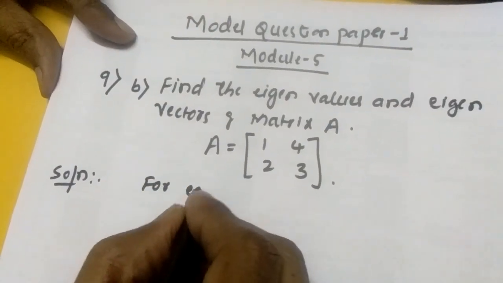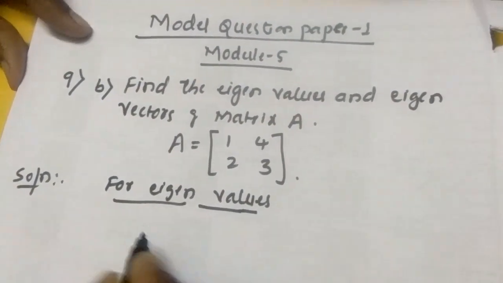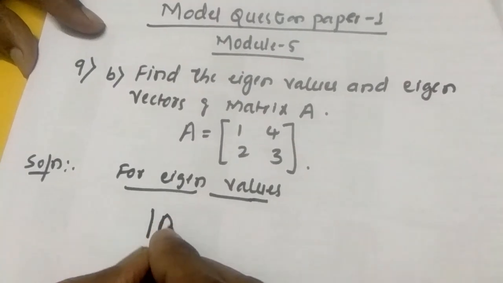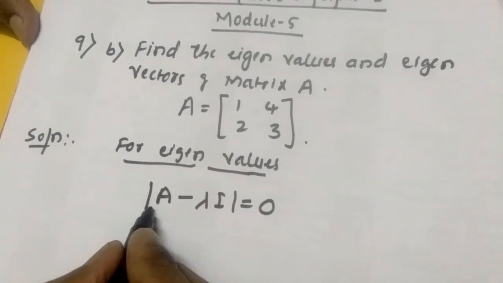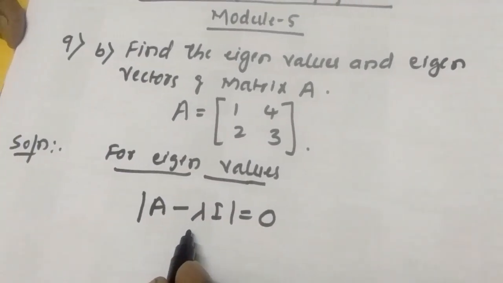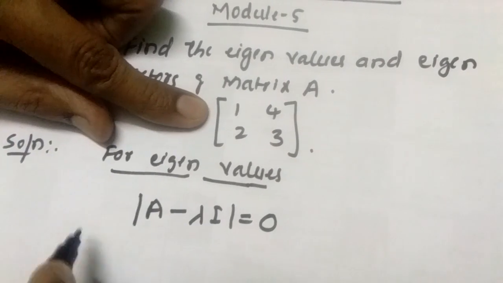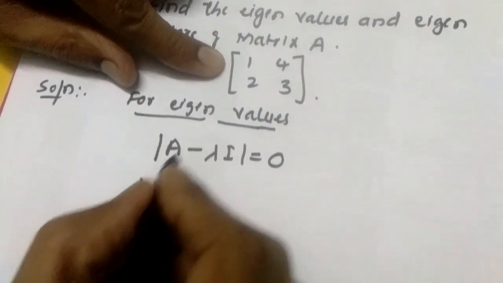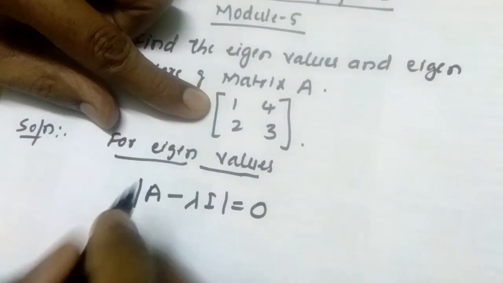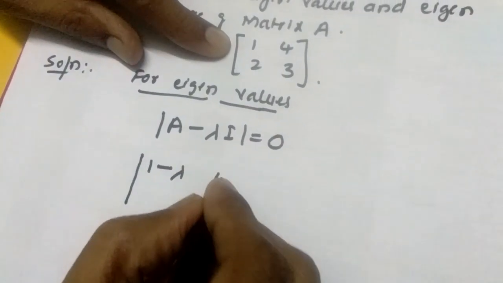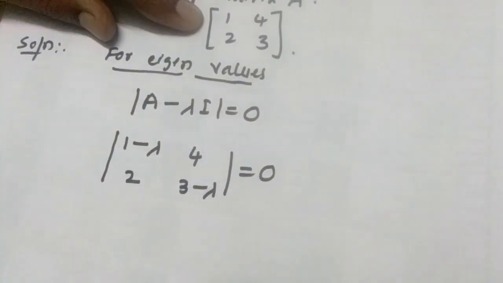For eigenvalues, what we have to do is take the determinant of A minus lambda I, which is equal to 0. This is called the characteristic polynomial or equation. A minus lambda I can be obtained from this matrix. Simply, we have to subtract lambda from the diagonal elements: determinant of [1 minus lambda, 4; 2, 3 minus lambda] equals 0.